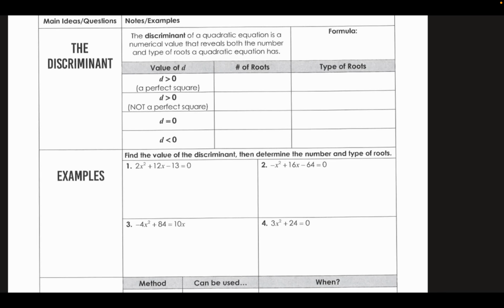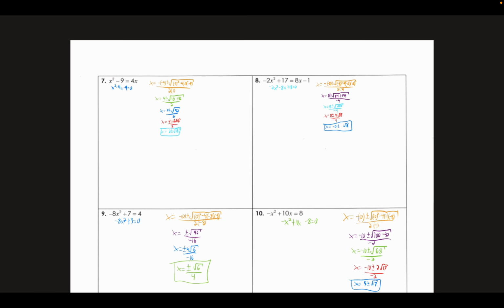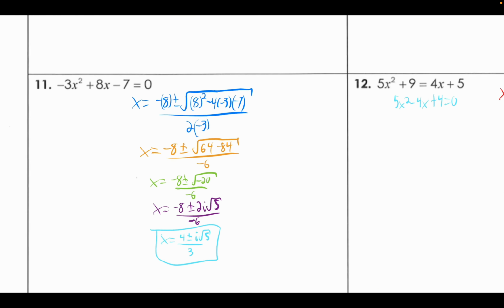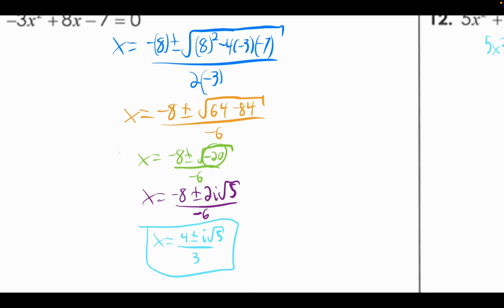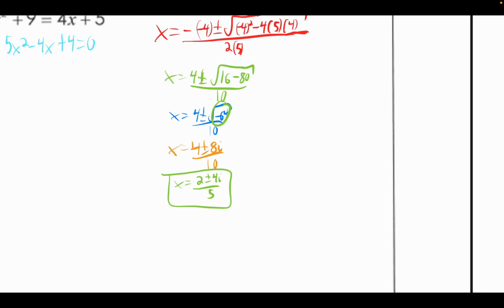And then our other type of discriminant is that if d is less than 0, if d is negative. In that case, we get two roots that are imaginary. And so if we look at some of these, that'd be like the last two we just did, where our discriminant was negative 20. So we got imaginary answers. And here our discriminant was negative 64, and we got two imaginary answers again.